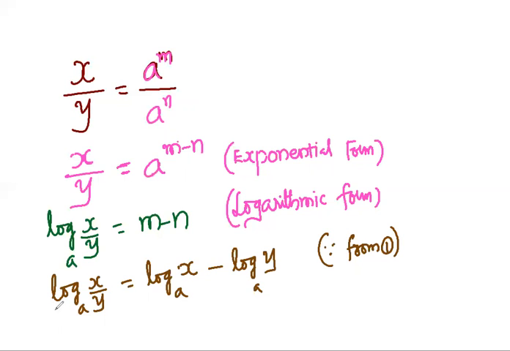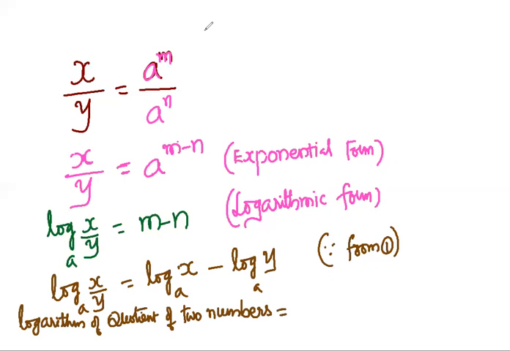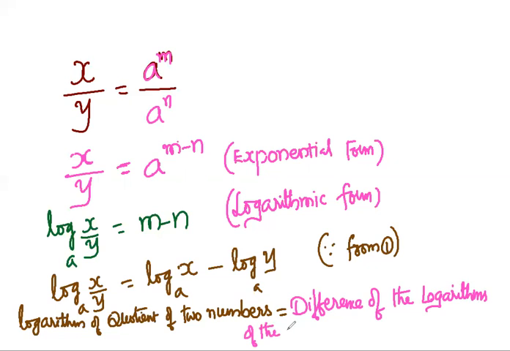What is the meaning of this quotient rule? Logarithm of the quotient of two numbers is the difference of the logarithms of the numbers when they have been taken in order.